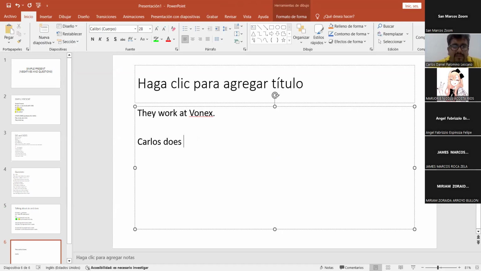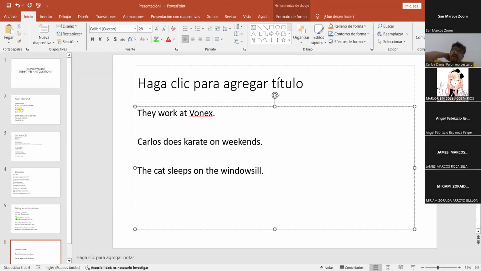Carlos does karate on weekends. Segunda versión. Y la tercera sería the cat sleeps on the windowsill. Listo. Tiene que ser negación y pregunta. Tienes 2 minutos. Voy al baño mientras estoy haciendo 2 minutos. Empieza ya. Hasta las 5:29.